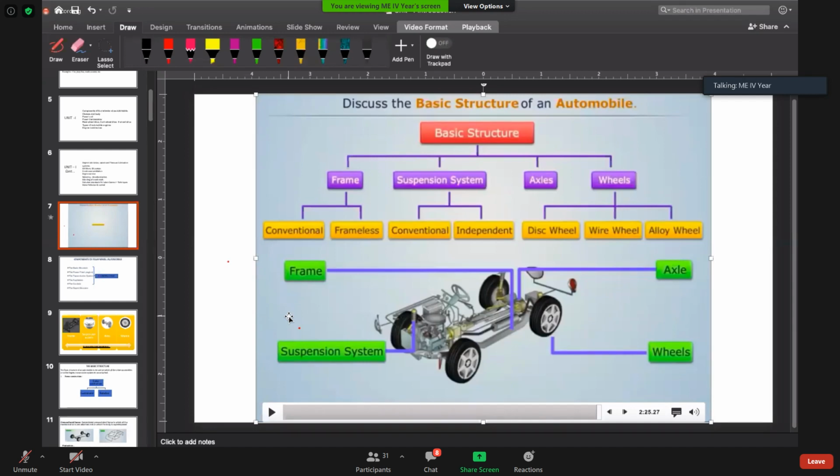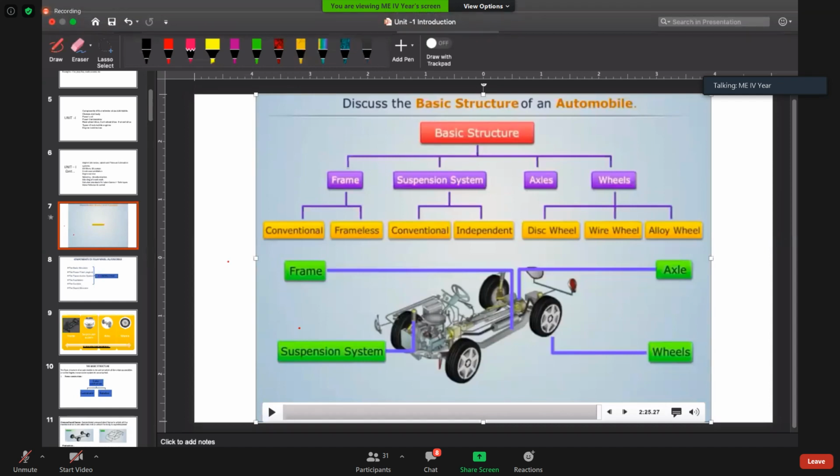Now, I'll give you 1 or 2 minutes to prepare your short notes. I'm not going to play the video again. Whatever you have seen in the video, prepare a short note, and then I will ask any one of you by your roll number, and you have to speak about what you have noted. So your time starts now.